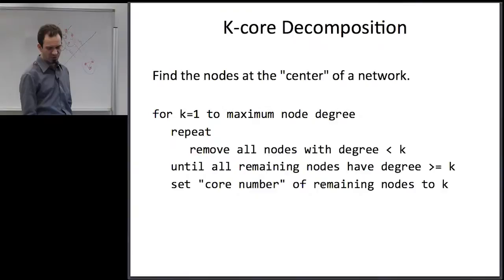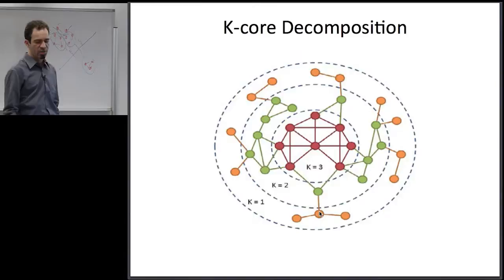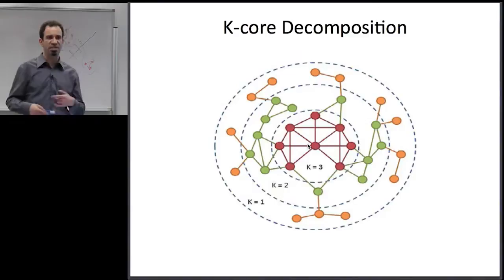So when I set k equals 2, it of course removes this one and this one and this one because they only have degree 1. But then this one, because I removed the things outside, now only has degree 1. So I remove that as well on the next pass. And then all of this green stuff and all of the red stuff inside of it stays stable. Everything there has degree at least 2, so I stop removing things.